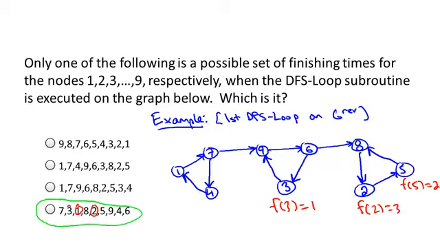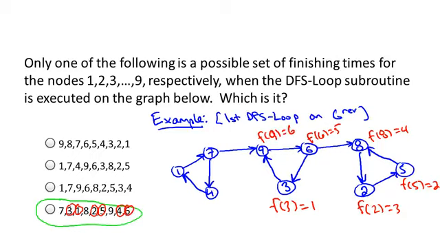Then we finish with 8, so 8 is going to be the fourth node to be done, as promised. Now we backtrack to 6, we're done with 6. That's the fifth node to be completed, as promised. And then finally we get all the way back to where we started at 9, and 9 is the sixth node to be completed, as promised.